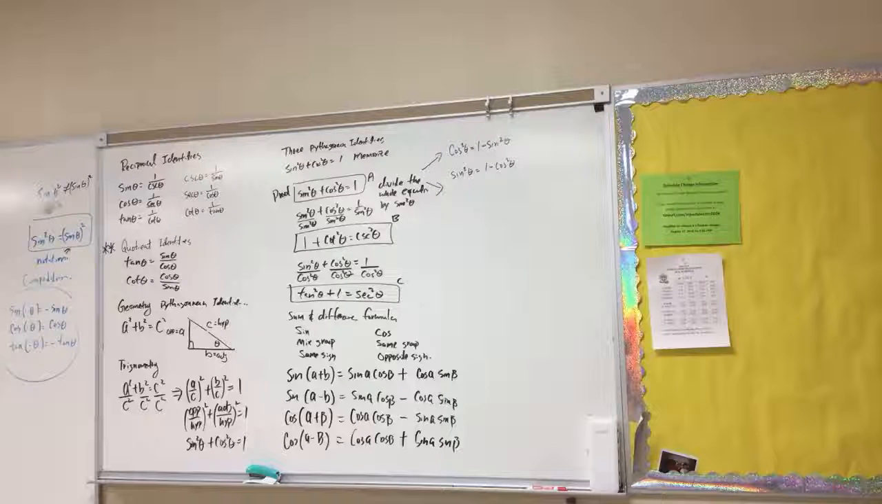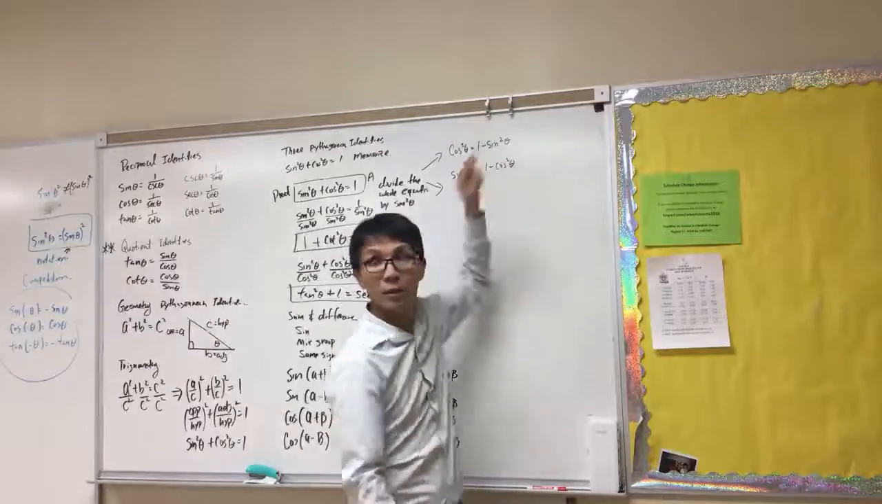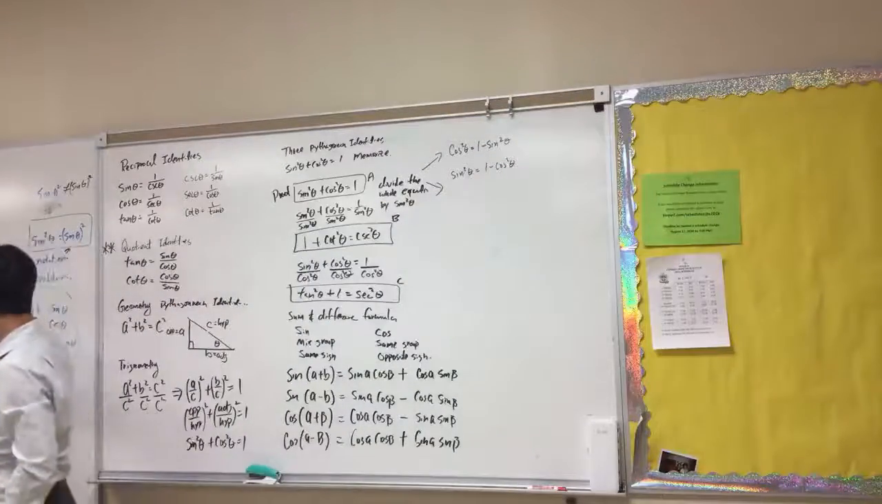I'm dividing both sides, so I get sine squared theta is equal to 1 minus cosine 2 theta over 2. So this function, sine squared theta, I can write in this form as well. Instead of the second degree function, I can actually change it to first degree functions.